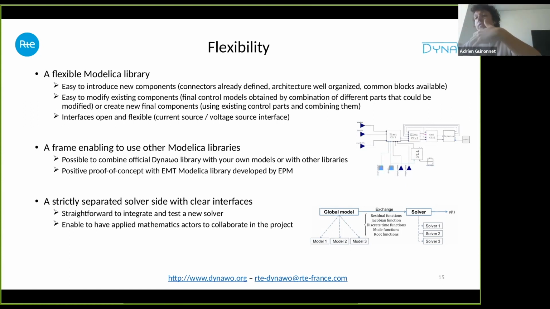It's also quite easy to modify existing components because we use this kind of block combination approach. So if you just want to change the physical parts, you just replace the physical part. If you just want to change a PLL, you just change the PLL and so on. What is also important to say is that, of course, we provide a library with the tool. It's a Dynawo library, but it's also possible to enrich this with your own models or with other libraries, which has been successfully done with, for example, the electromagnetic transient Modelica library developed by the École Polytechnique de Montréal.